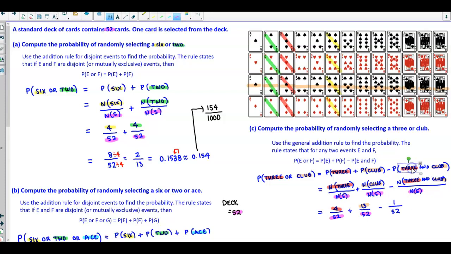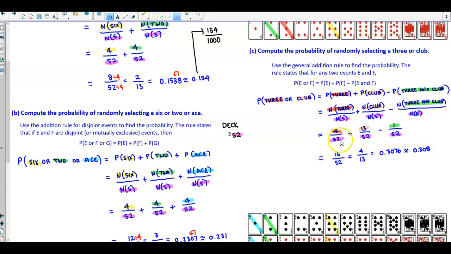Now I'm going to use a different highlighter here to represent a 3 and a club. Now I want you to notice that we've already included the 3 of clubs in the first probability, and we included it in the second probability, which means that's why we have to subtract one of them. So we are going to get rid of that 3 of clubs, which means we're going to subtract that 1 over the total.